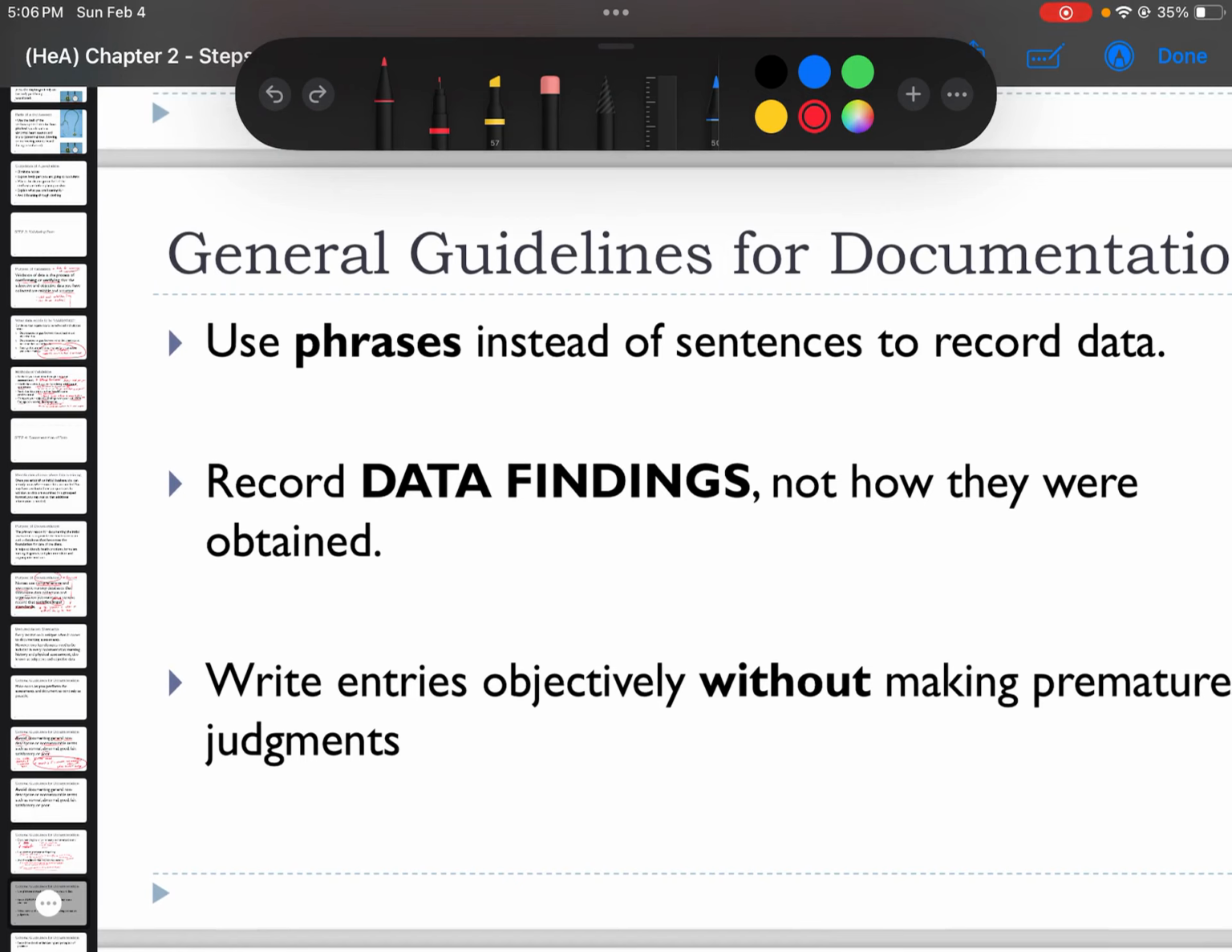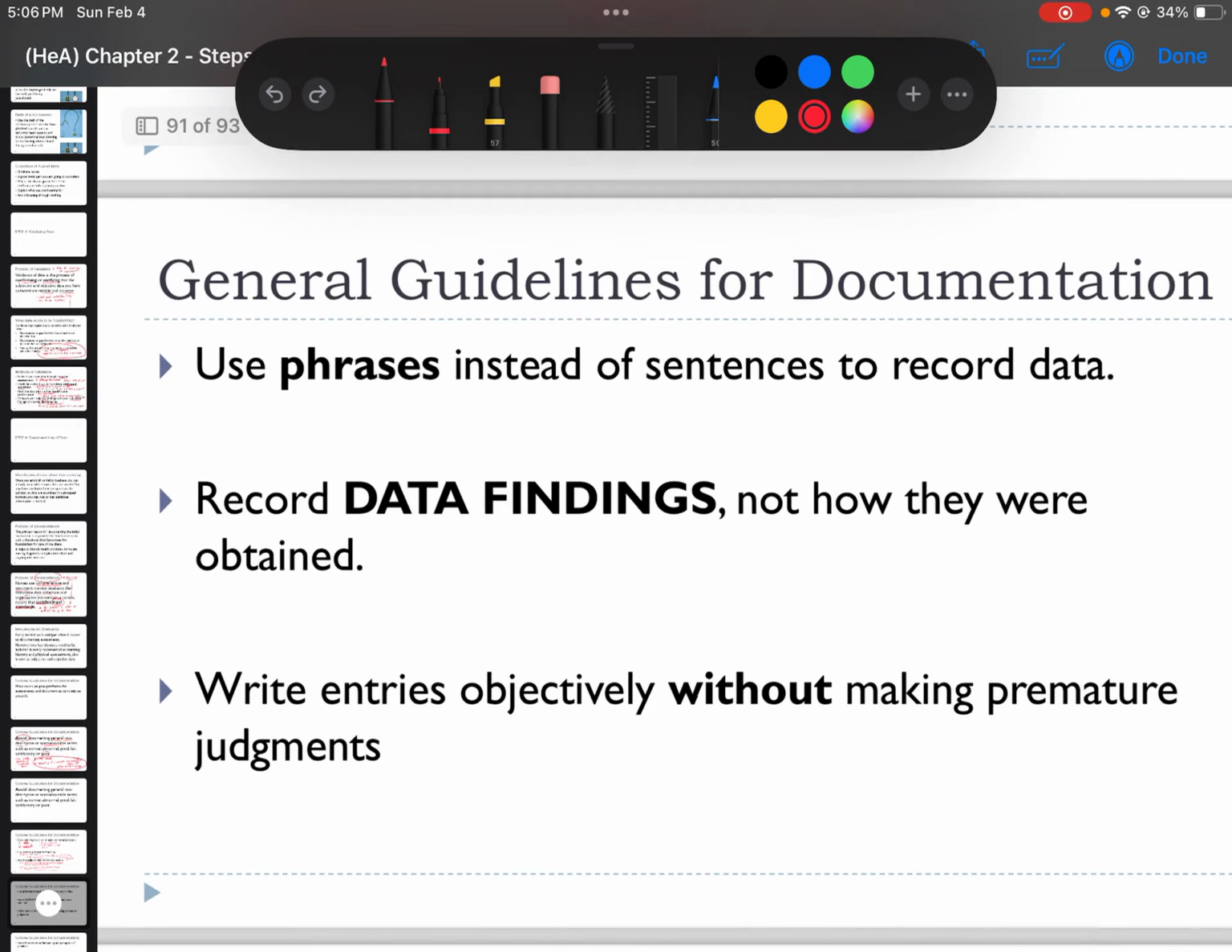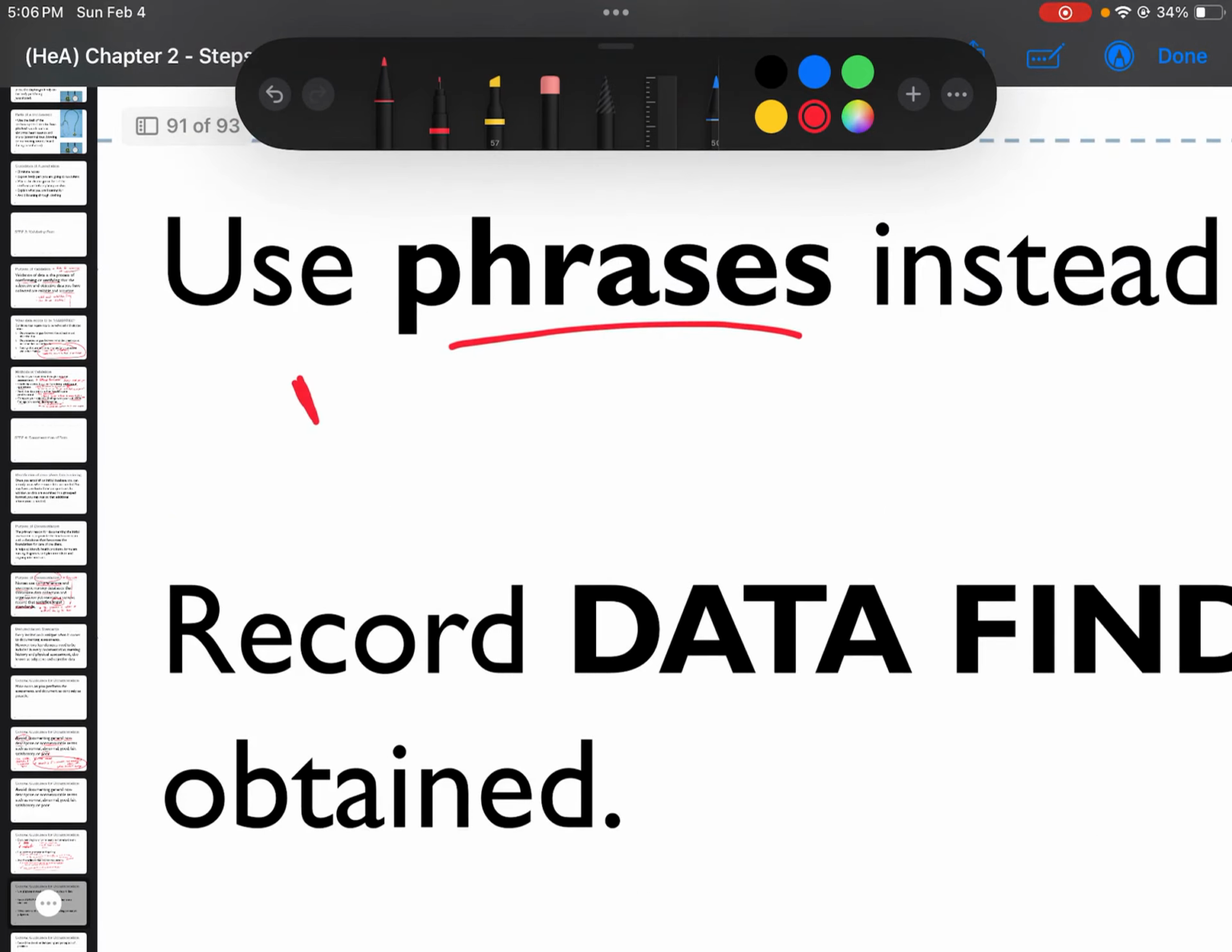Next is the use of phrases instead of sentences to record data. Now, phrases, class, are not complete sentences. Whereas sentences, class, are complete. They have an absolute sentence structure. Sir, what do you mean by that, sir?